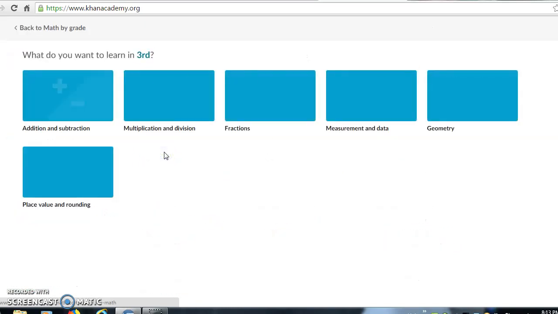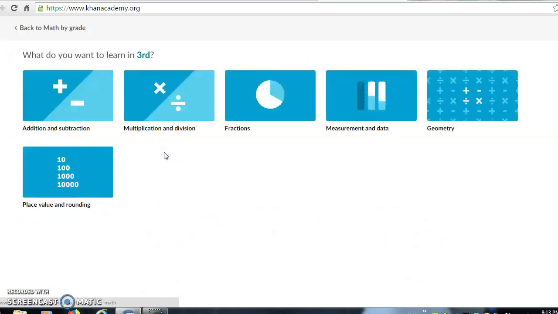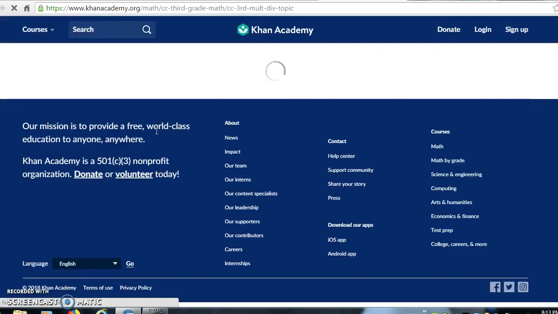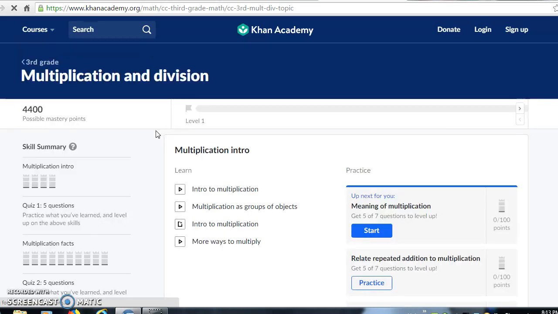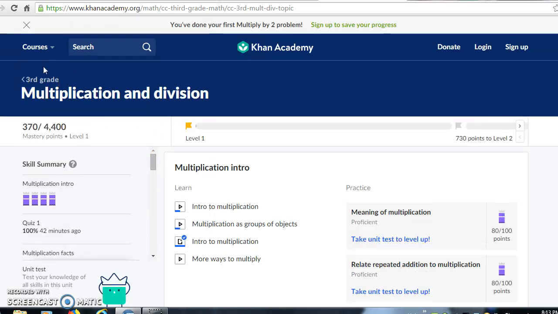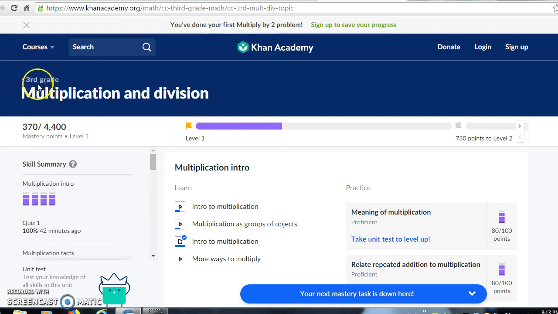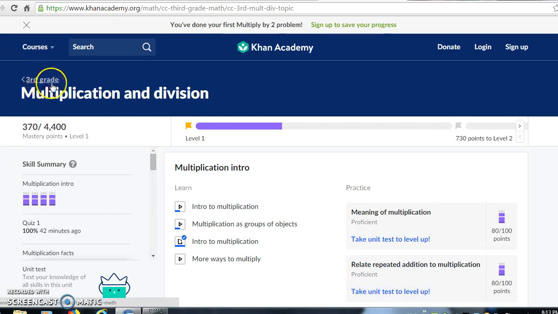So I'm going to click on 3rd grade. These are the areas we can look in, and we're going to be working with multiplication and division. So once our page loads, I want to look up here to the top left corner. We have 3rd grade, just making sure that we're in the correct grade level, and the area that I chose to work in, multiplication and division.